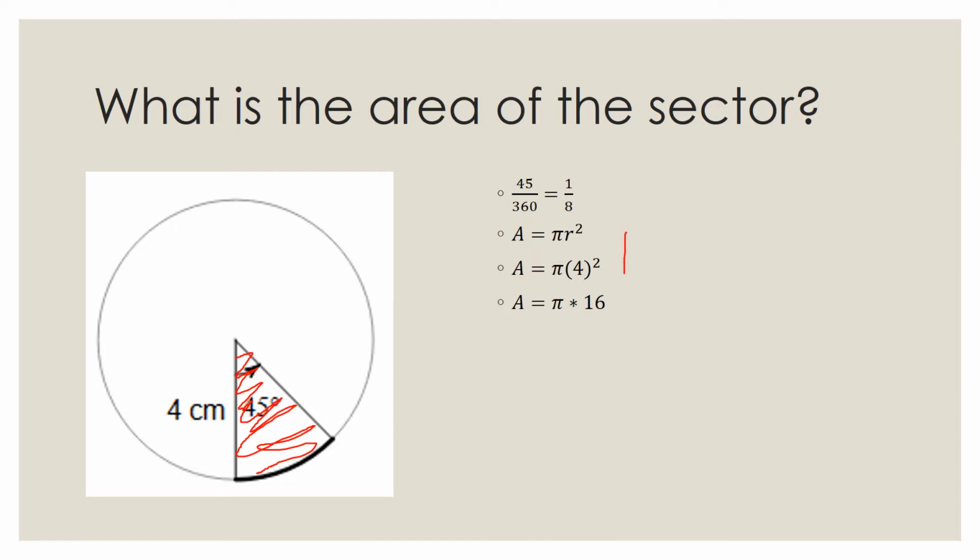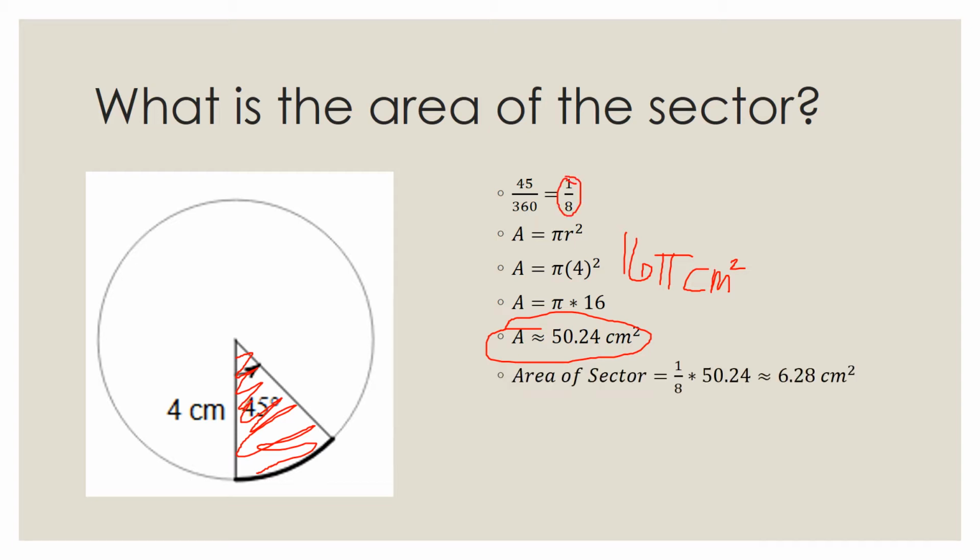Now again, if our question said to put this into terms of pi, our answer would end up being 16 pi square centimeters. But we're going to go ahead and bring it down into a decimal, so we get about 50.24 square centimeters. But I don't want that entire circle, so this right here is the entire circle. We only want 1/8 of it. So we can multiply or divide by 8. So we can multiply 1/8 times 50.24, the entire circle, and that will give us 6.28 square centimeters.